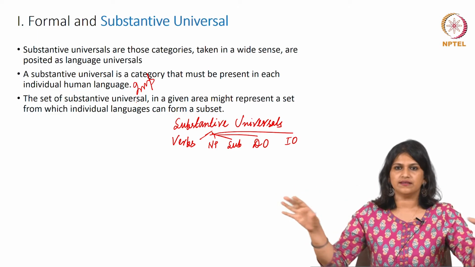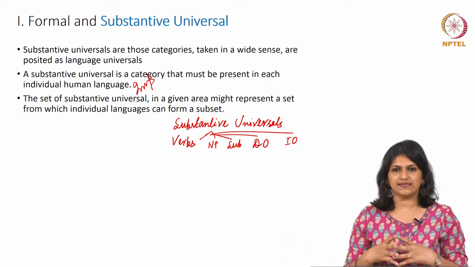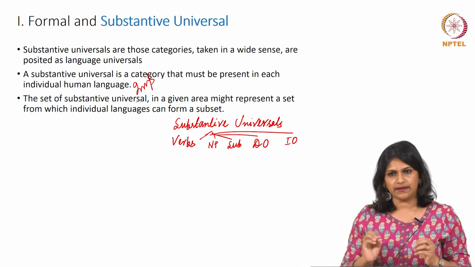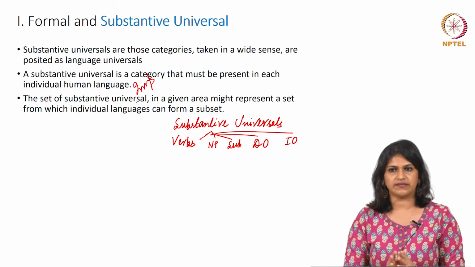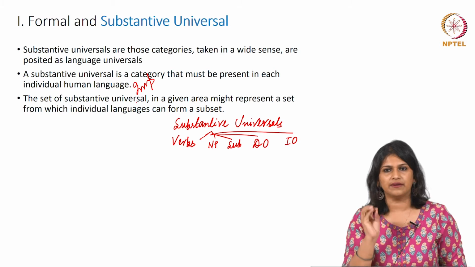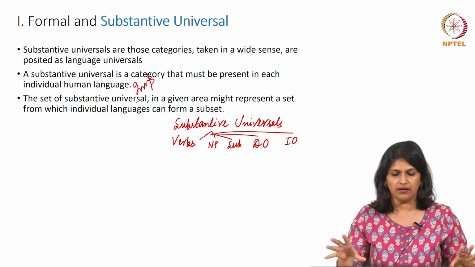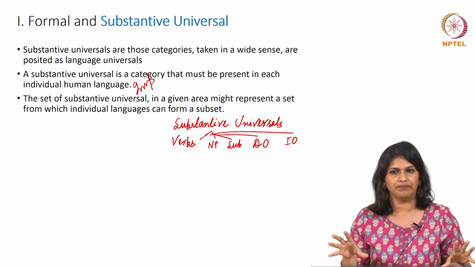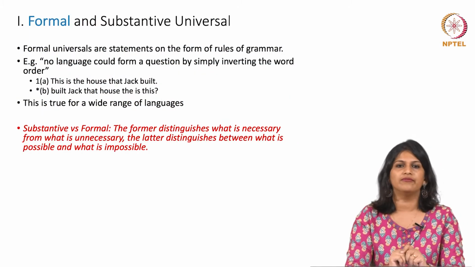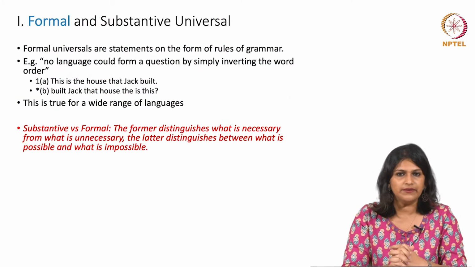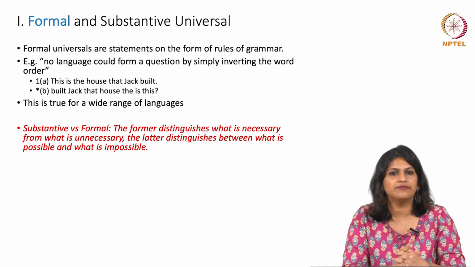So, it is like a substantive universal is like a bigger umbrella term, right. So, in this bigger umbrella term, individual languages will have a subset of it. Individual languages will have certain kind of tiny items from the bigger whole or from the bigger paradigm called substantive universals. On the other hand, you have formal universals. Formal universals are rather statements on the form of rules of grammar.